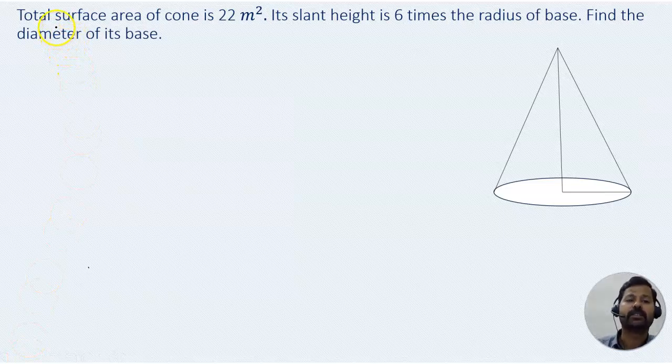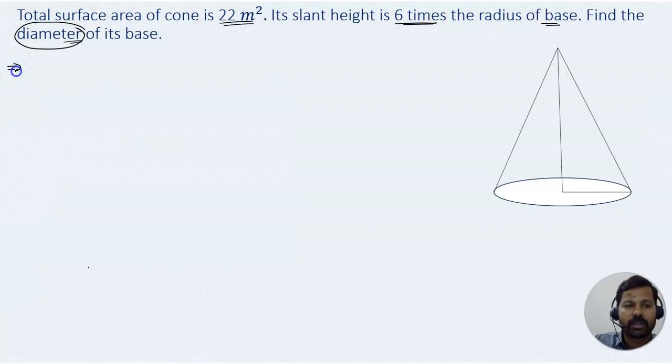The question is: total surface area of a cone is 22 meter square. Its slant height is 6 times the radius of the base. Find the diameter of its base. So in this question we are given the total surface area of one cone whose value is 22 meter square. The relationship between slant height and radius of the base is given, and using this information we have to calculate the diameter of its base.